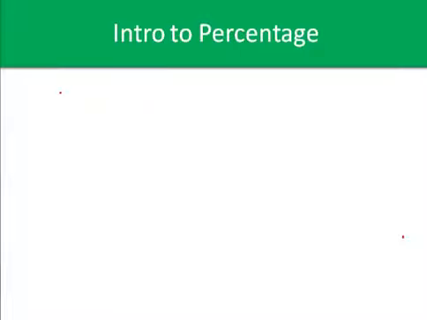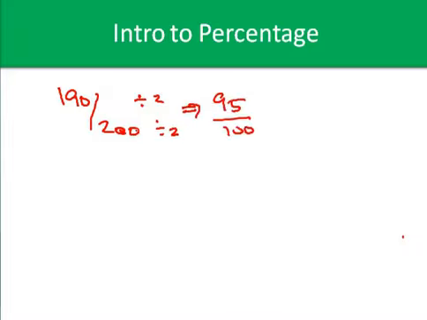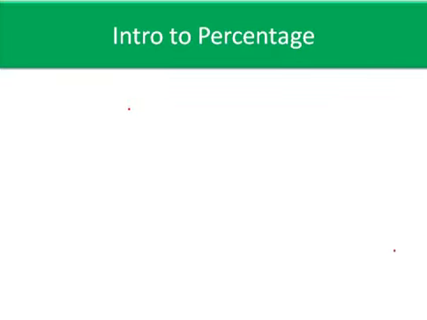A student scores 190 out of 200. In the previous examples, what did we do? We tried converting the total marks to 100, right? Here also we are going to do the same. If we try dividing by 2 on the top and the bottom, it will be 95 out of 100. So the student would score 95 marks if the exam is for 100. So what is this percentage of marks? 95%, right?